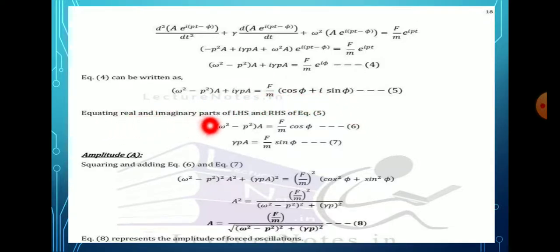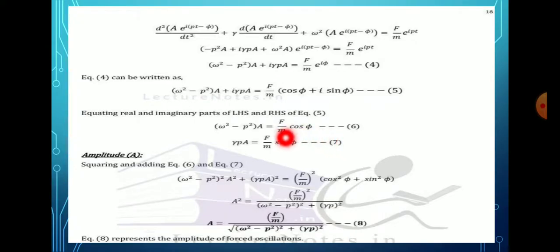Equating real and imaginary parts on LHS and RHS, we get equation 5. These are the real parts and this one is the imaginary part. Omega square minus p square into a is equal to f by m cos phi, and these are the imaginary parts. r p a is equal to f by m sin phi. That is equation number 7.